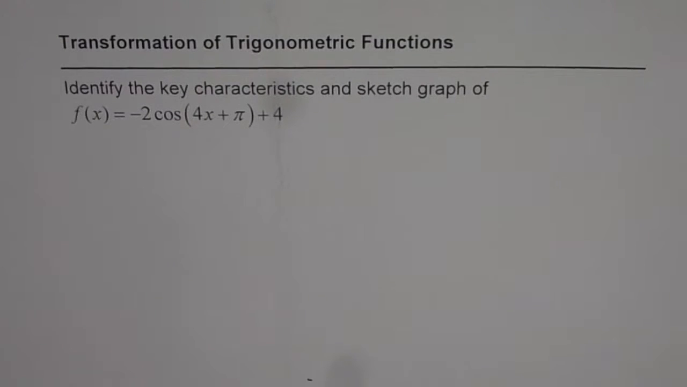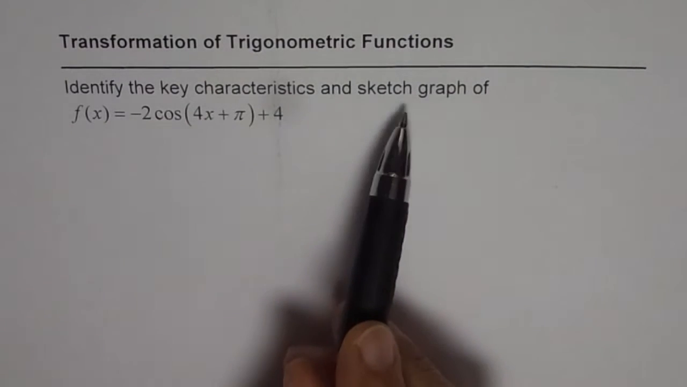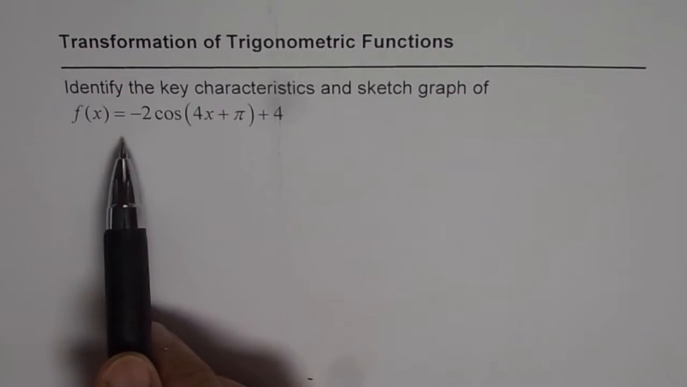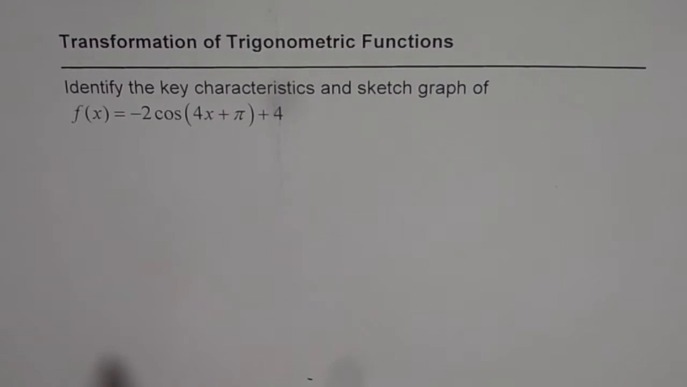I'm Anil Kumar sharing with you a test problem on transformation of trigonometric functions. Question here is, identify the key characteristics and sketch the graph of f of x equals minus 2 cosine of 4x plus pi plus 4. When we say key characteristics, we mean maximum, minimum, time period, phase shift, right? And axis of the graph.